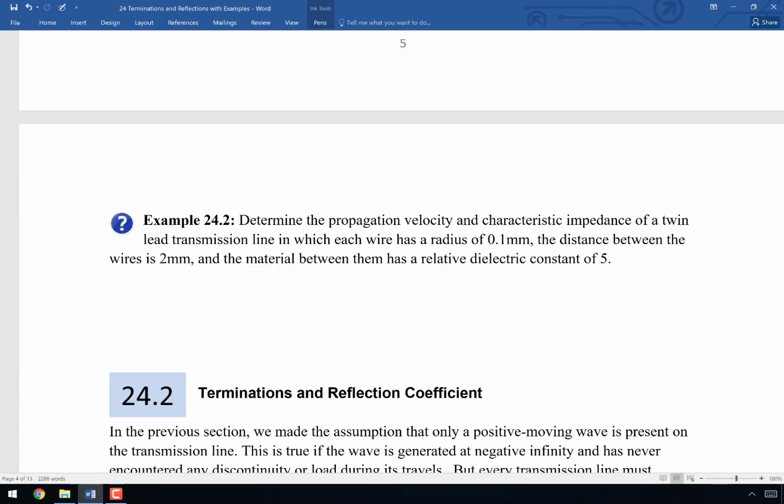Determine the propagation velocity and characteristic impedance of a twin lead transmission line in which each wire has a radius of 0.1 millimeters and the distance between the wires is 2 millimeters and the material between them has a relative dielectric constant of 5. Okay, now in this case, I just wanted to draw your attention to the fact that I am a trickster. This quantity is d, but remember that I told you that a represents the diameter, so a is equal to 0.2 millimeters. So you've got to watch that word radius here. In this case, it says radius, so you've got to multiply it by 2.